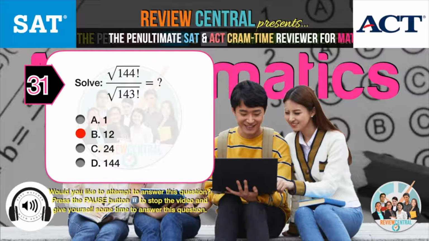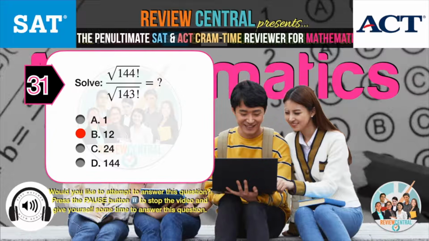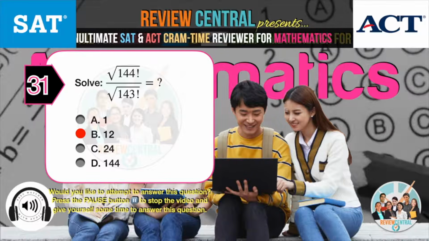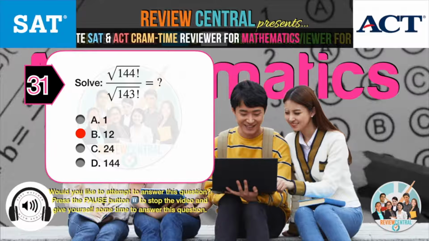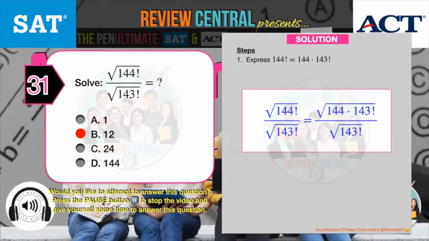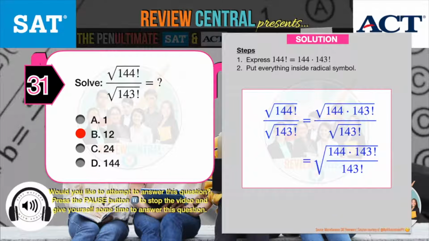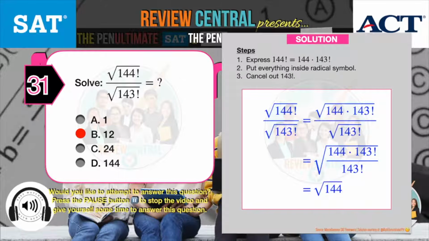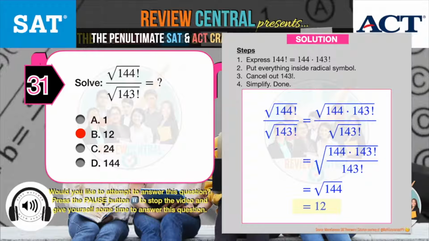12. Here's another algebra problem that appears harder than it actually is. What makes this seem difficult is the presence of both radical and factorial symbols. But the solution to this is really very simple and quick. First, express 144 factorial as 144 times 143 factorial. Second, since both numerator and denominator are square roots, put them both inside the same radical symbol. Third, now we can cancel out 143 factorial since they are like terms. We should be left with the square root of 144, which is simply 12.